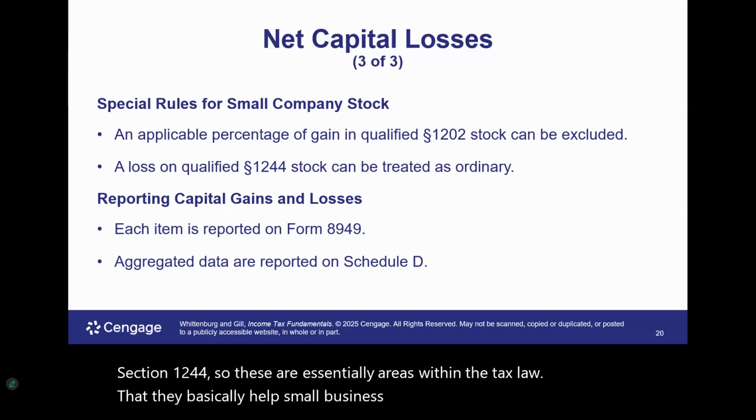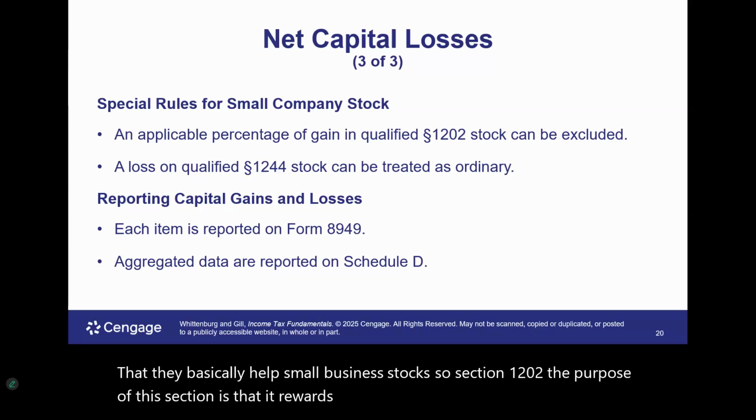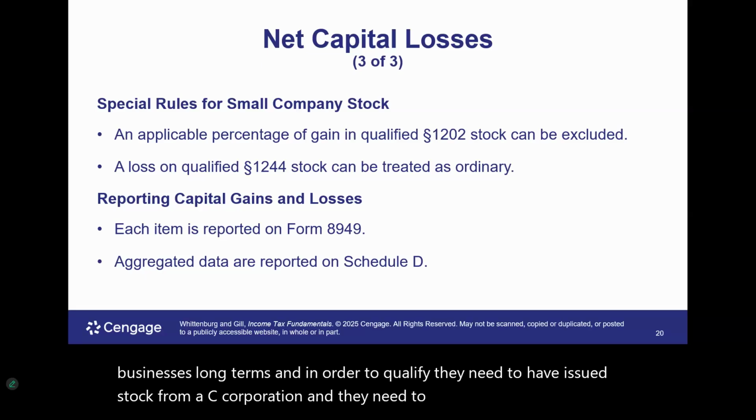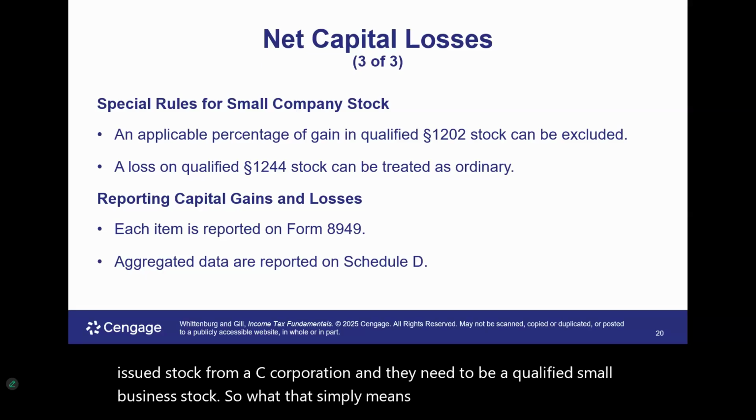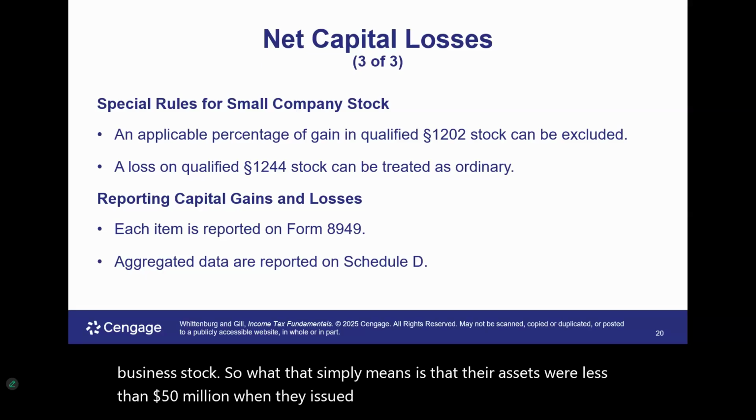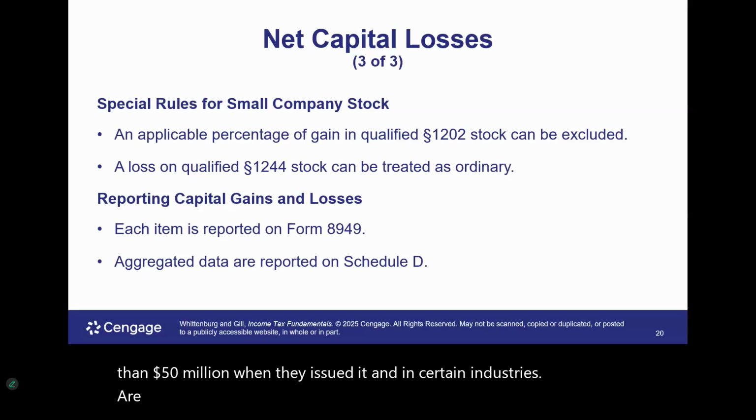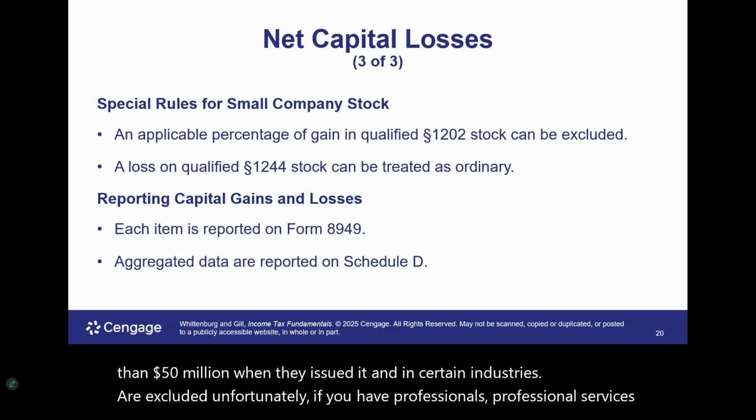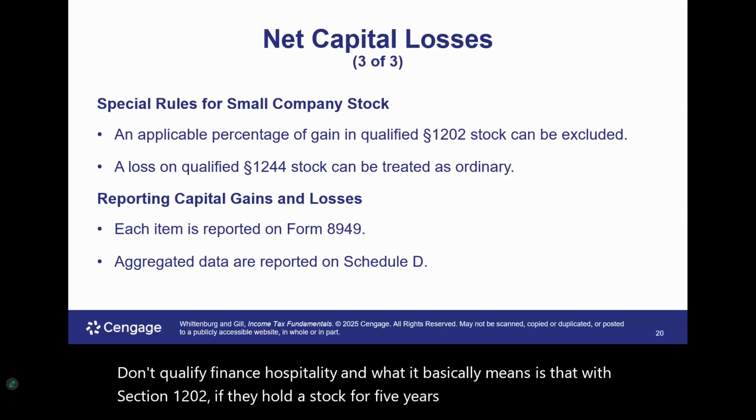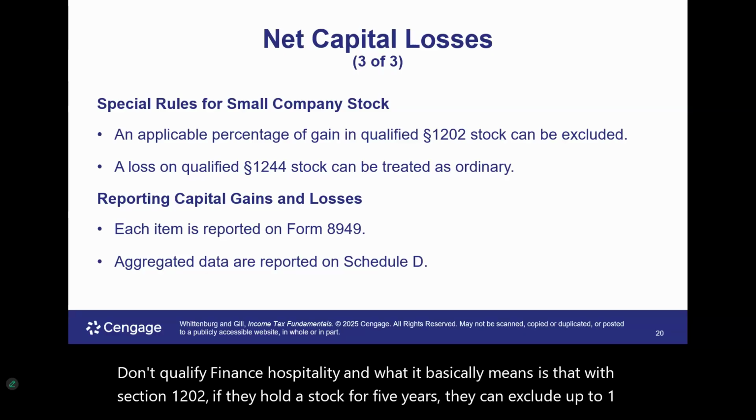Section 1202 rewards investors who hold stock in their small businesses long term. In order to qualify, the stock needs to have been issued by a C corporation and be qualified small business stock. What that simply means is that the company's assets were less than $50 million when it issued the stock. Certain industries are excluded, unfortunately. Professional services, like a CPA, don't qualify. Finance and hospitality are also excluded. And with section 1202, if they hold a stock for 5 years, they can exclude up to 100% of the gain, right?